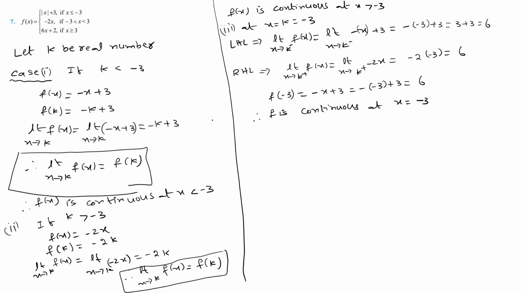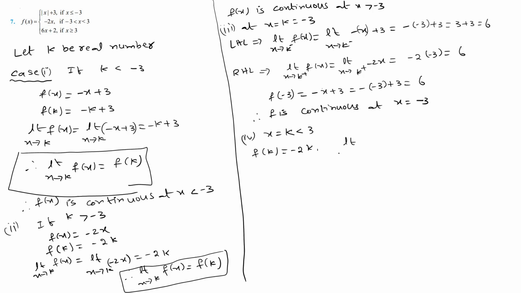Okay, next the fourth case. Next, we have to take 3 plus and 3 minus and equal to 3 also. So x is equal to k that is less than 3 we are taking. Less than 3 means this is the function we have to take here. So f of k is equal to minus 2k we will get here.